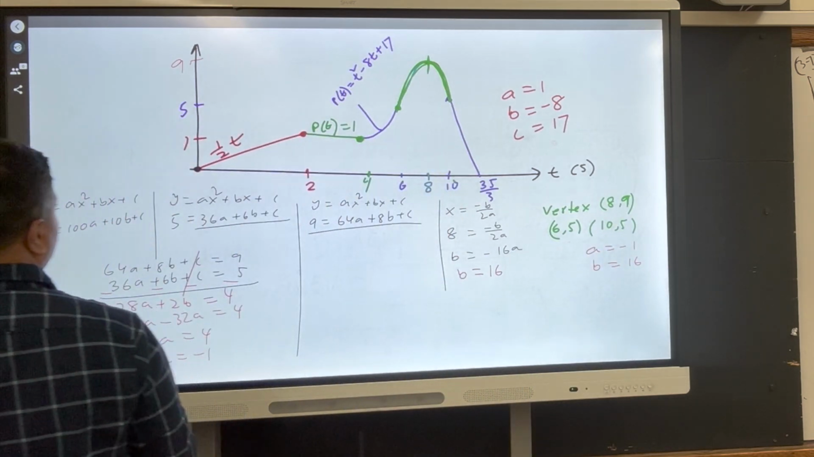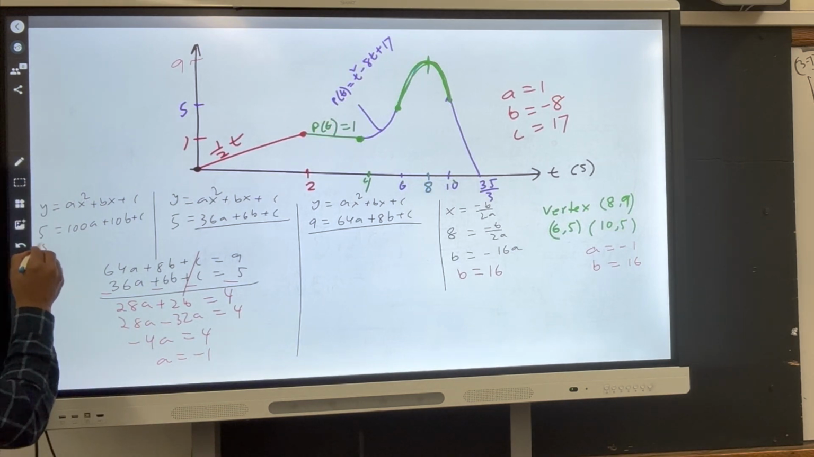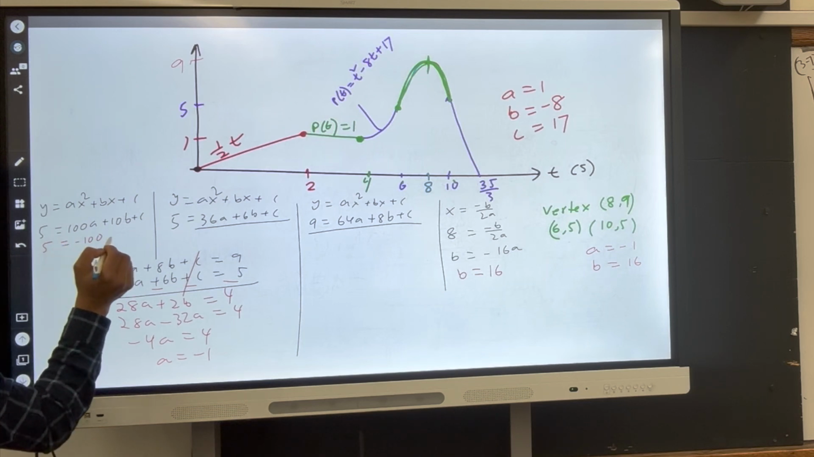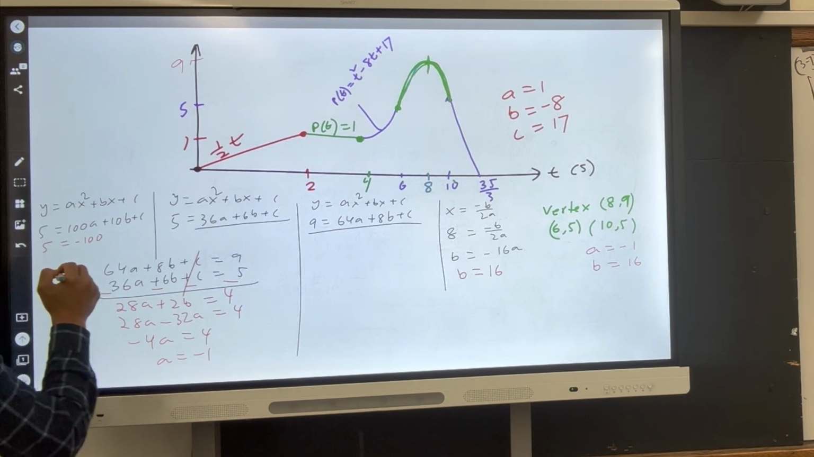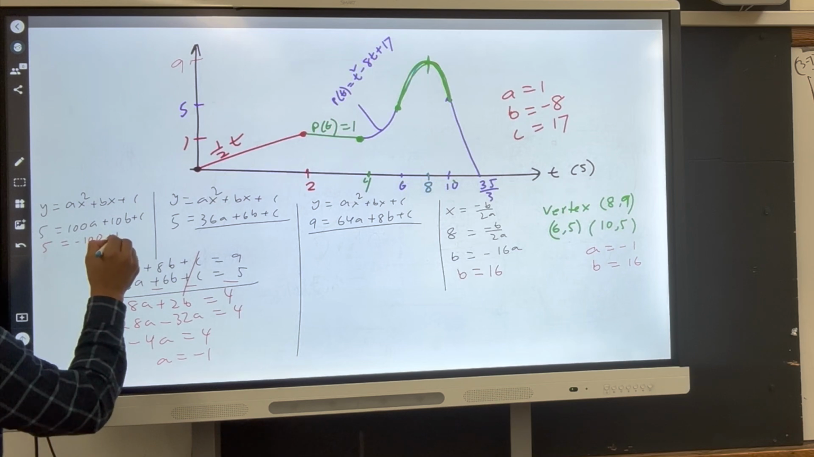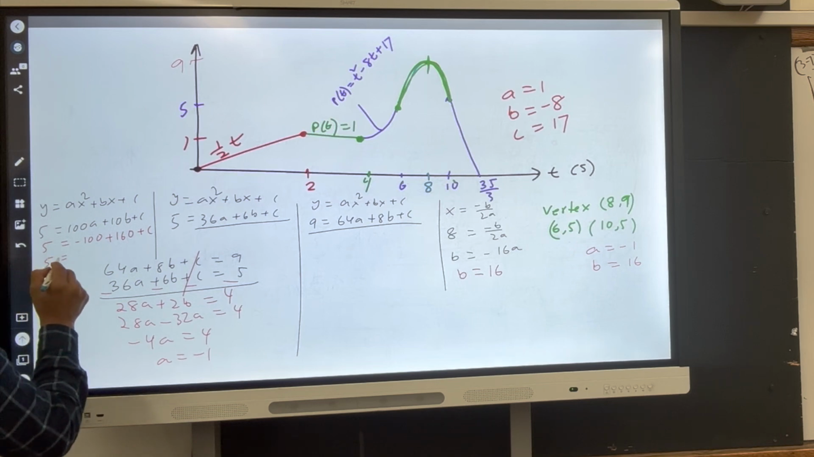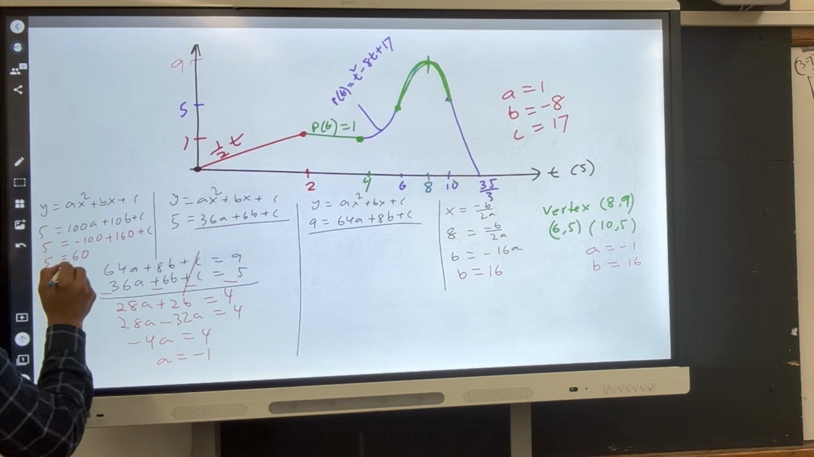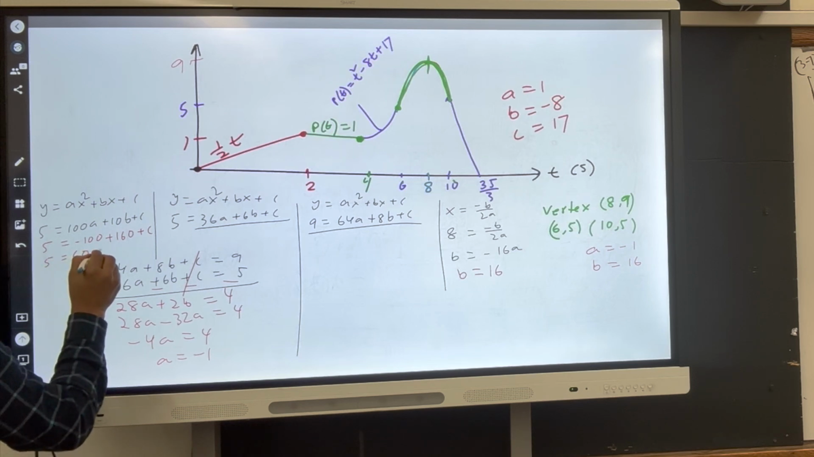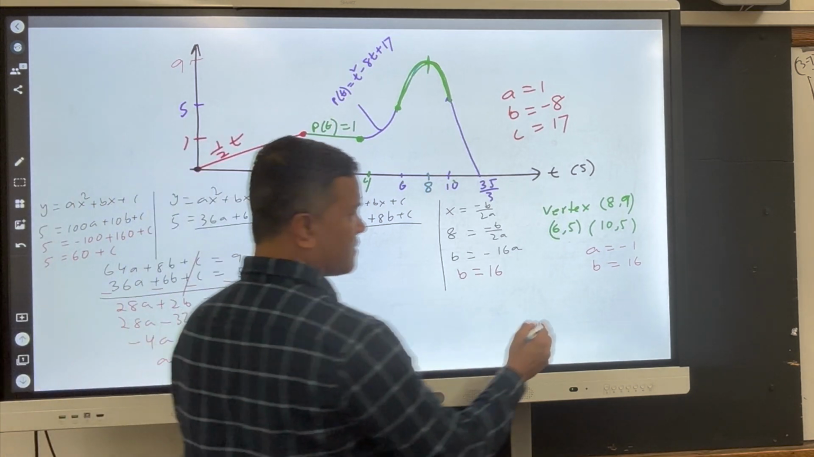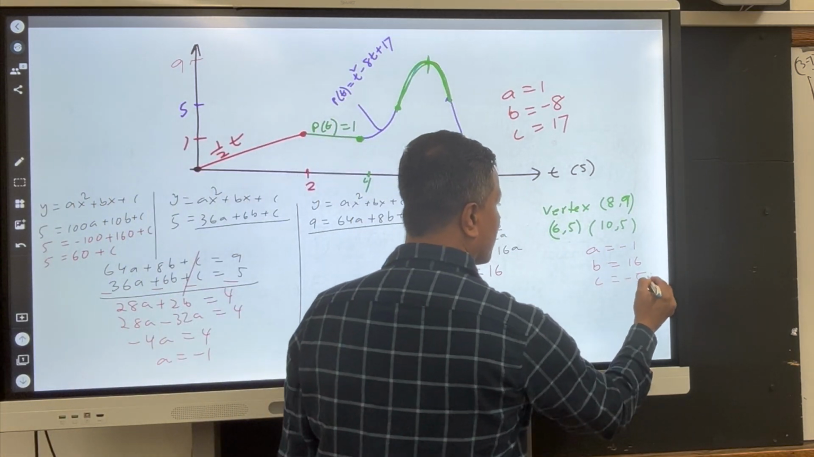All right, let's see c. All right, 5 is equal to a is negative 1, and this is b is 16, plus c. So this is 5 is equal to 60 plus c. So negative 55. C is equal to negative 55.